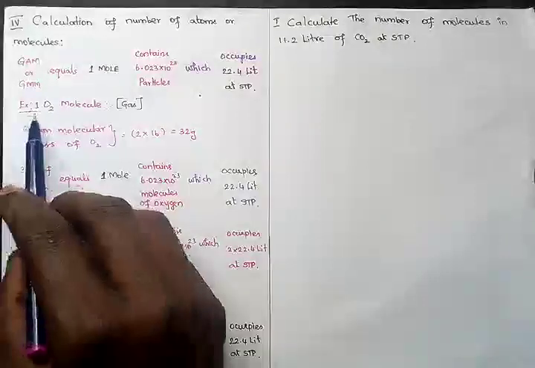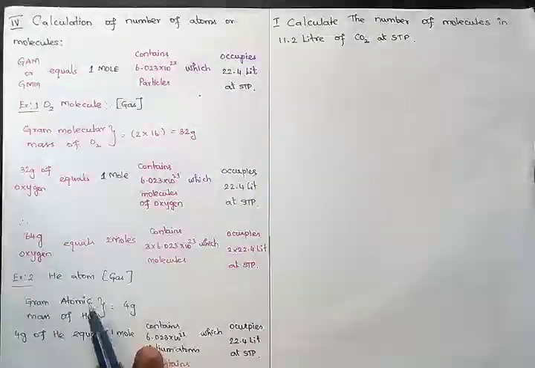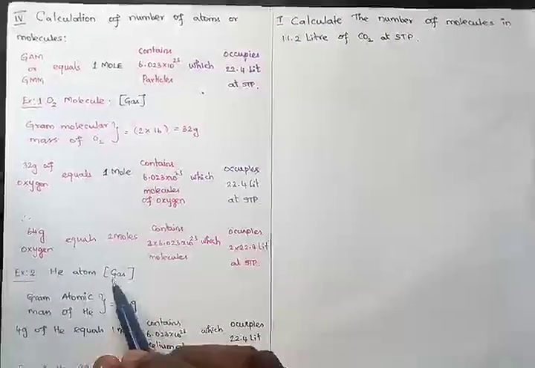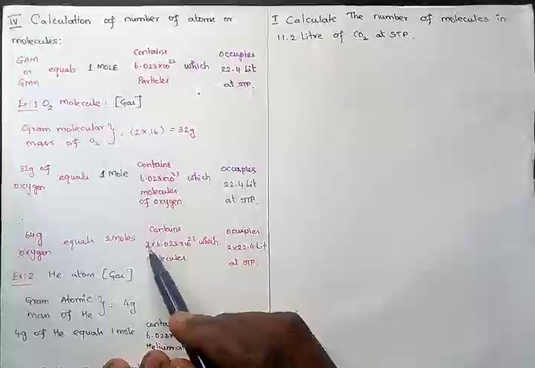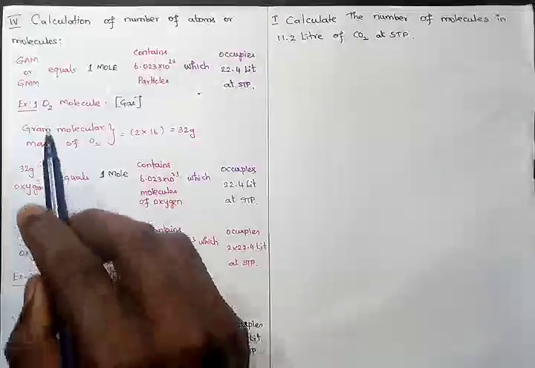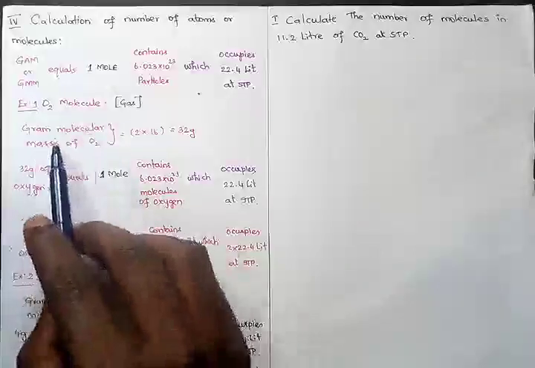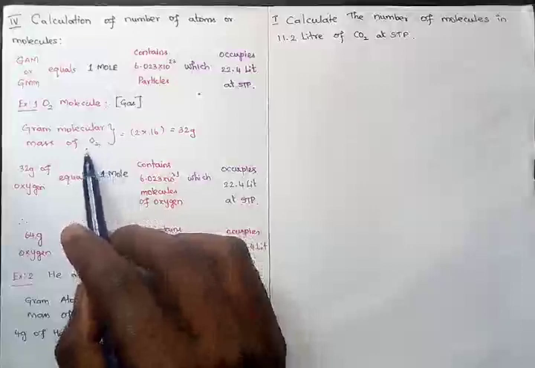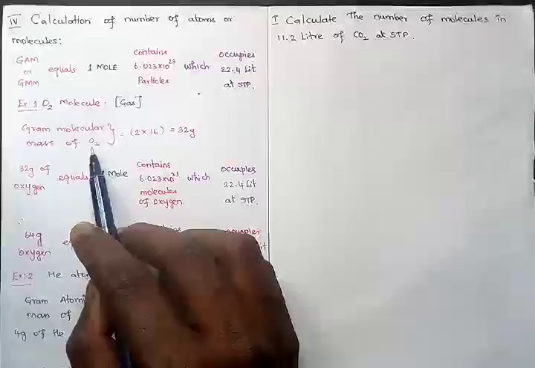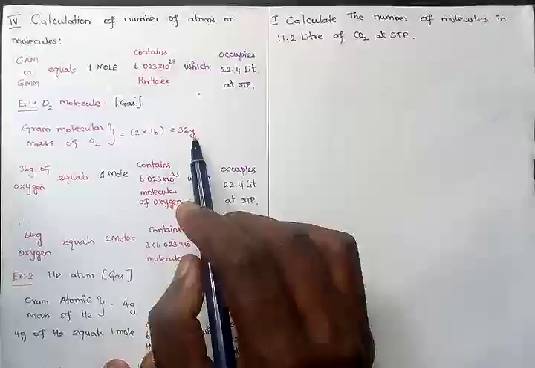Now come to the first example. I'm going to give one example for a molecule and an atom so that you will not face any problem while calculating the number of particles. Now, oxygen molecule. So we call O2, it is a gas. So the gram molecular mass of O2 is nothing but, how many number of atoms we have? 2. So 2 into atomic mass of oxygen, which is 16. So 32 grams, we get it.